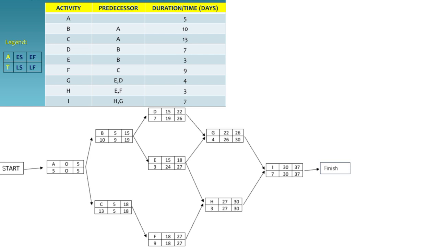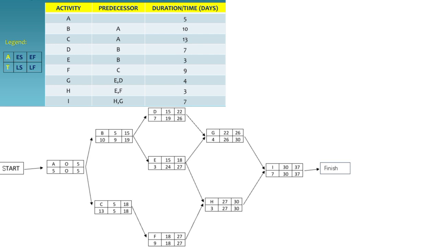Activity A. The late finish for activity A is the minimum of the late start of its immediate successors, which are activity B and C, with late start of 9 and 5, respectively. Therefore, LF equals minimum equals 5. The late start for activity A is calculated as LS equals LF minus duration, equivalent of 5 minus 5 equals 0.